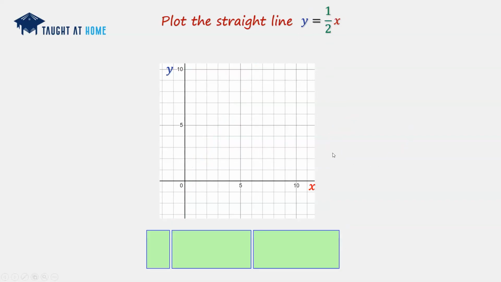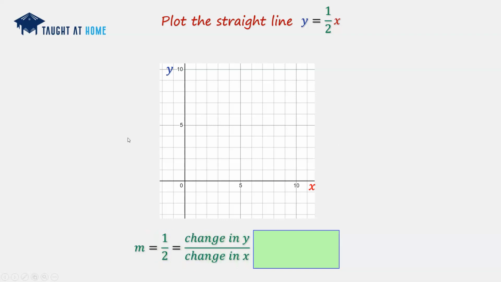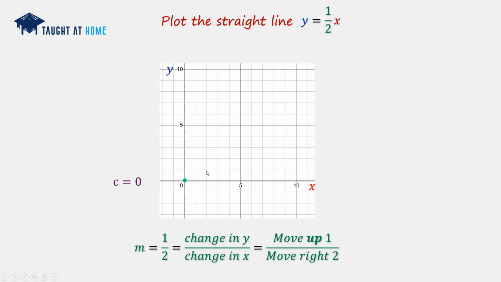And now let's try this one. Let's plot the line of y equals a half x. M is 1 over 2, which tells us the change in y value divided by the change in x value. So we're going to move up 1 and we're going to move to the right 2. Moving up because it's positive. So we're going to start at the origin because c equals 0 again. And then we're going to move up 1 and then move along to the right 2. Move up 1, move to the right 2. And we're going to keep going until we've got enough points to draw our line. And then we're going to connect the points up with a ruler. And that is how we draw the straight lines.